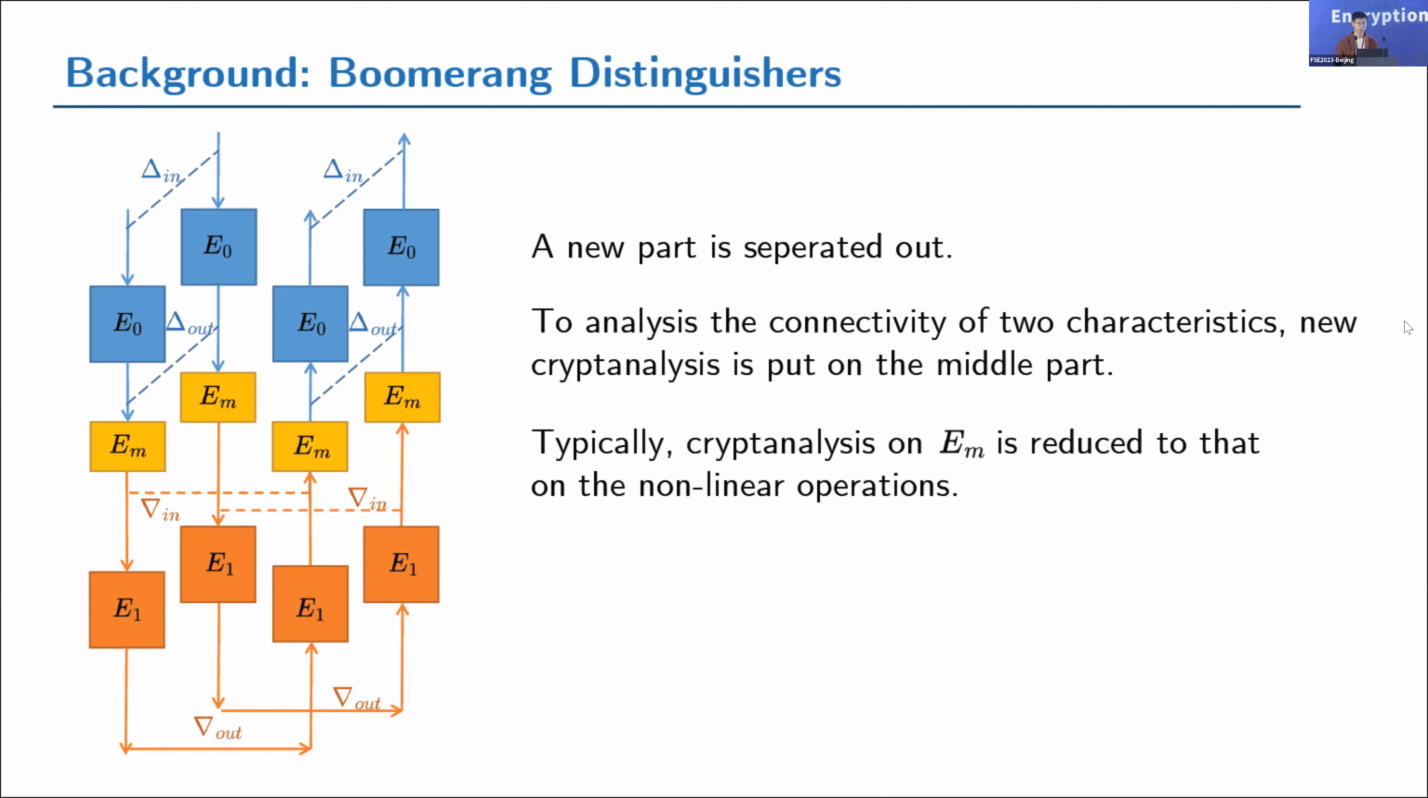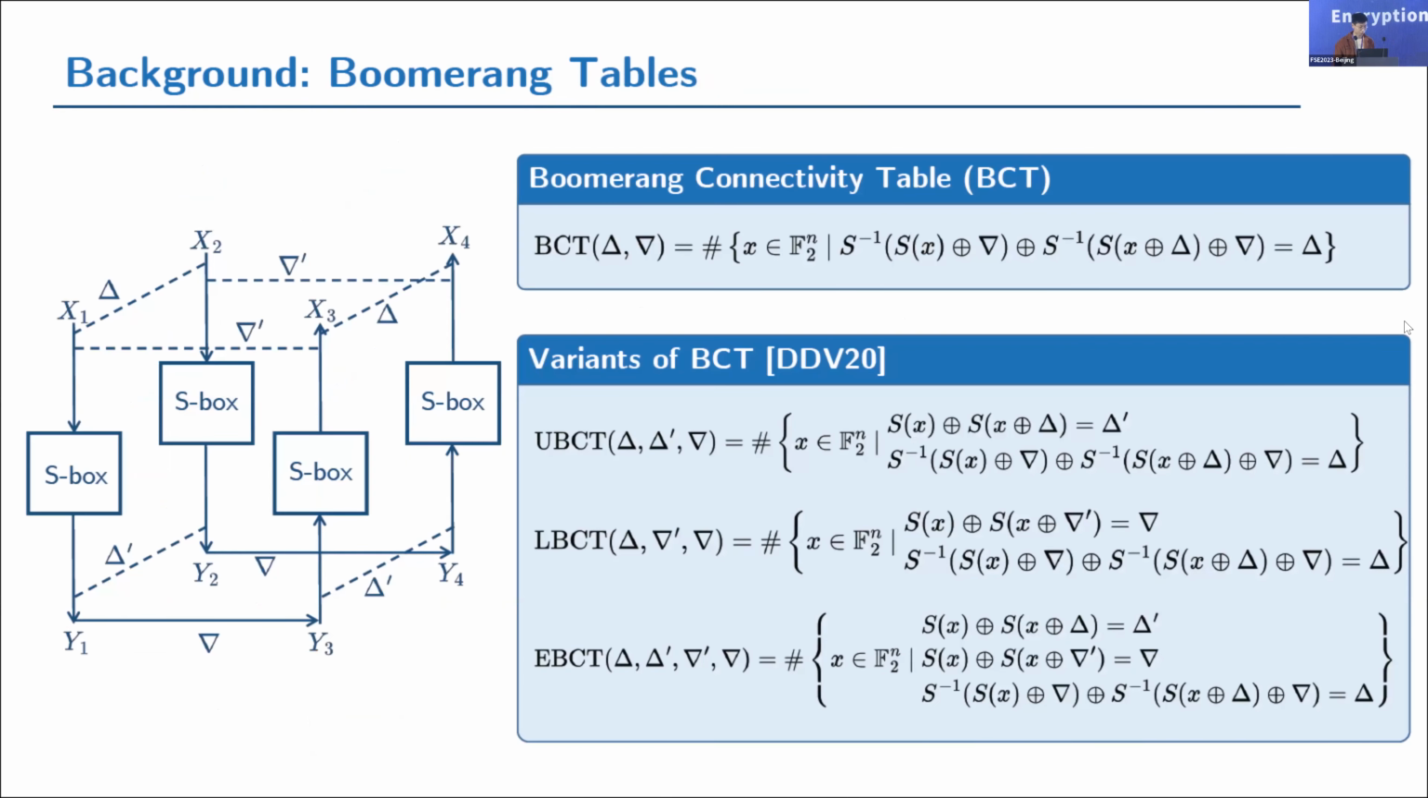Typically, the cryptanalysis on EM is reduced to that on the nonlinear operations. For SPN ciphers, it is reduced to the cryptanalysis on the S-box, as in this scenario. Since the S-box is typically small, we can enumerate all of its inputs, and the result is a new table called the Boomerang connectivity table. And in 2020, researchers found that we still need more variants of the BCT, which are the UBCT, LBCT, and the EBCT.